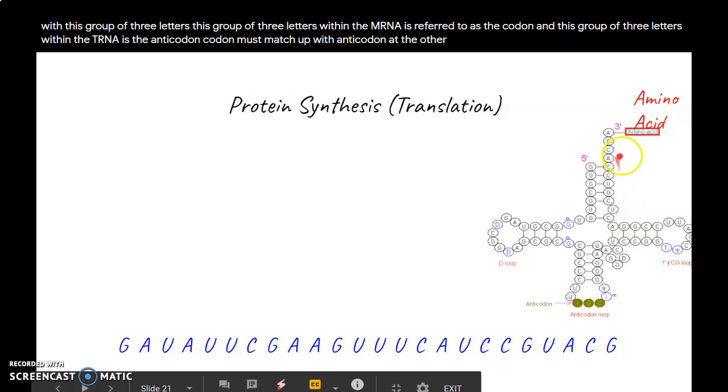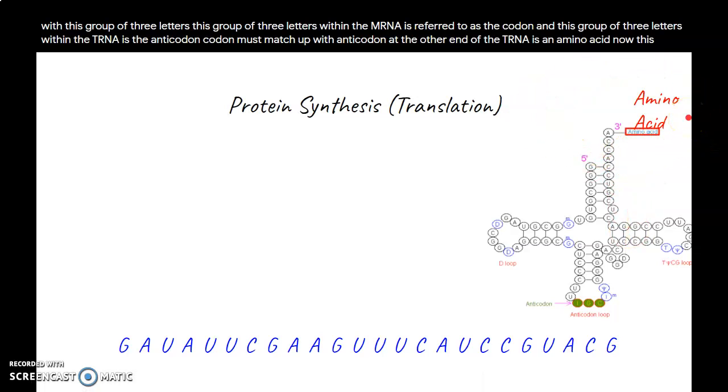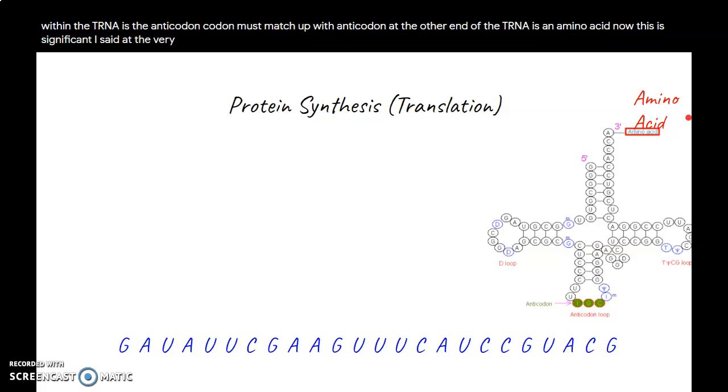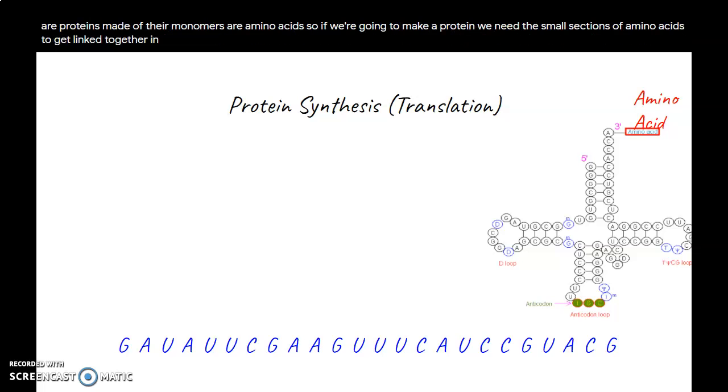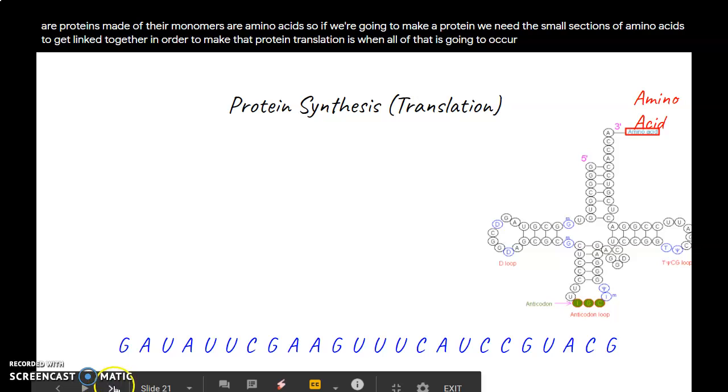Codon must match up with anticodon. At the other end of the tRNA is an amino acid. Now this is significant. I said at the very beginning of this entire process that the whole point of protein synthesis is to make a protein. Well, what are proteins made of? Their monomers are amino acids. So if we're going to make a protein, we need the small sections of amino acids to get linked together in order to make that protein. Translation is when all of that is going to occur.